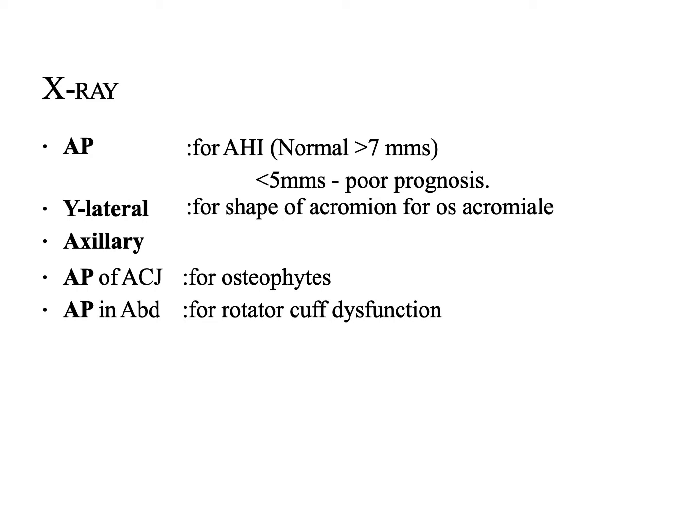Let us move on to investigations. The basic investigation is the X-ray. In the X-ray, in the AP view, we can see the acromiohumeral index. Normally it is more than 7 millimeters, but if it is less than 5 millimeters, then there is a poor prognosis. In bilateral and axillary views, we see the shape of the acromion for os acromiale, and in the AP of ACJ for osteophytes, and AP in abduction for rotator cuff dysfunctions.